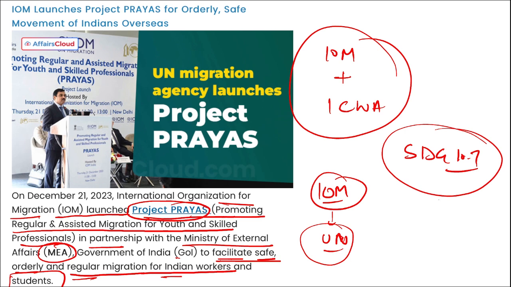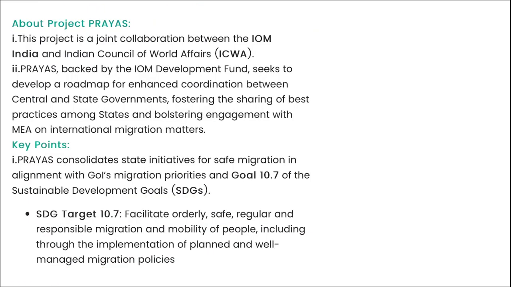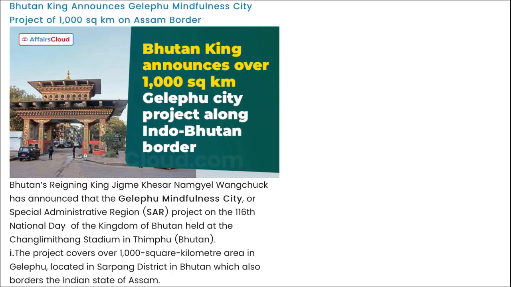What is this Sustainable Development Goal 10.7? This will facilitate orderly, safe, regular and responsible migration and mobility of people. Correct. So coming back, this project Prayas was launched to send India's talented skilled workers and Indian students overseas for various job opportunities.